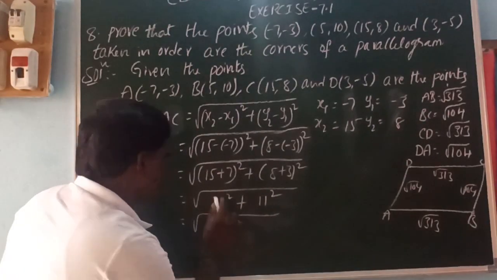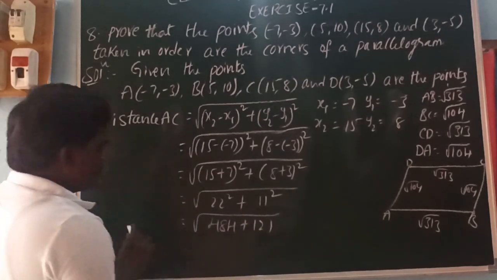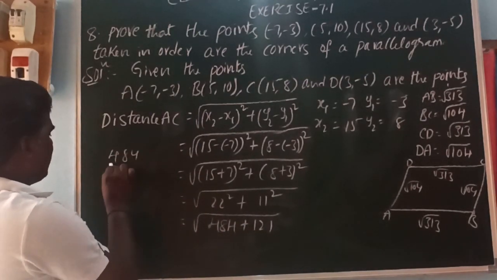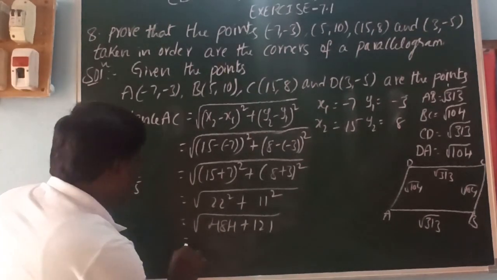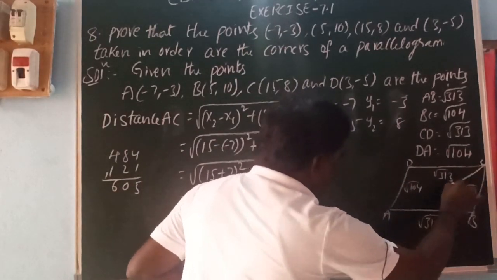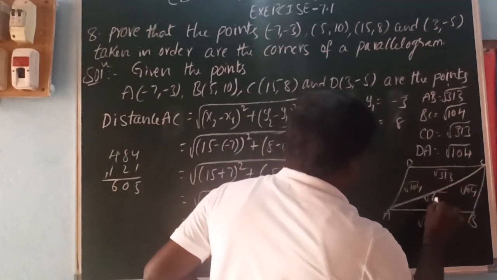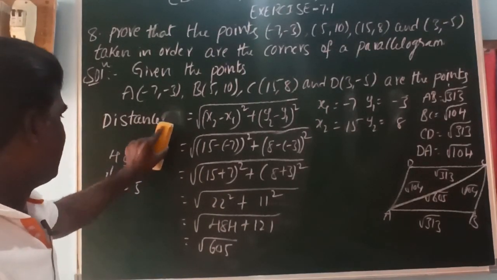So 22 square is 484, 11 square is 121. So 484 plus 121 is 605. So that is the square root of 605. So the diagonal AC length is the square root of 605. Next, find the other diagonal, that is BD.